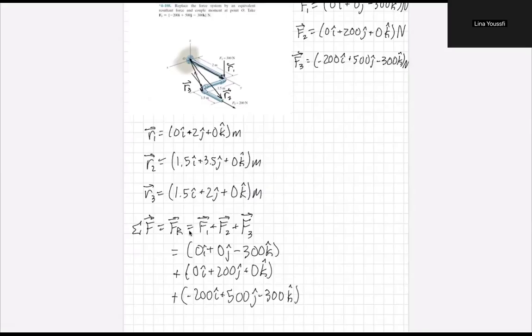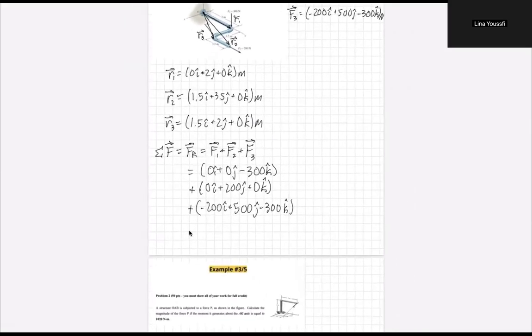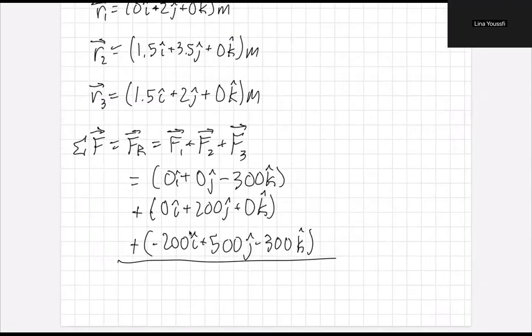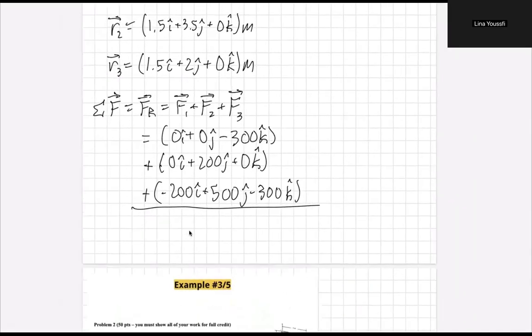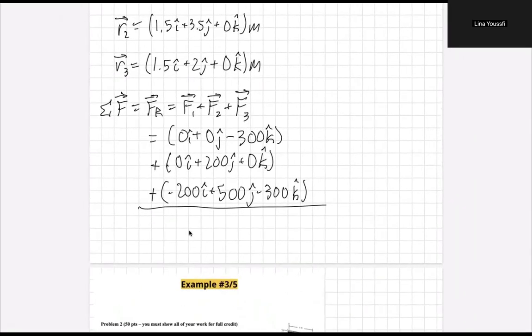And remember, when we're adding vectors, we're adding the components, right? So I'm not just adding these up. I'm not just doing negative 300, 200, and then negative 200, 500, negative 300 all added up. I'm adding the K components together. So I'll have the K hat components. Here I'm adding the J hat components, so the Y components. And here I'm adding the I hat components or the X components.